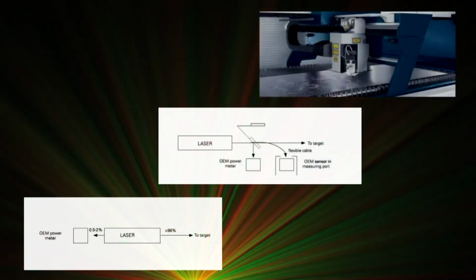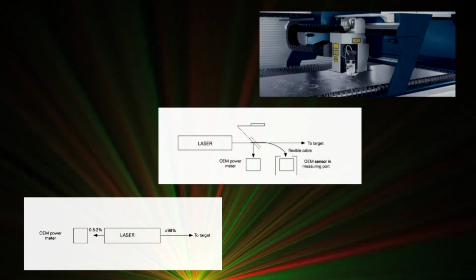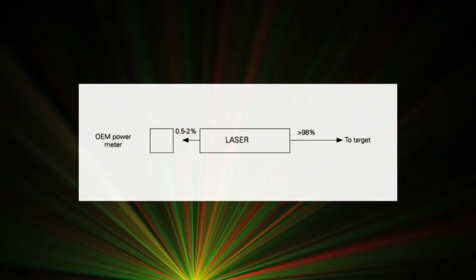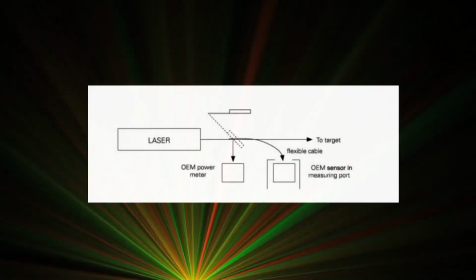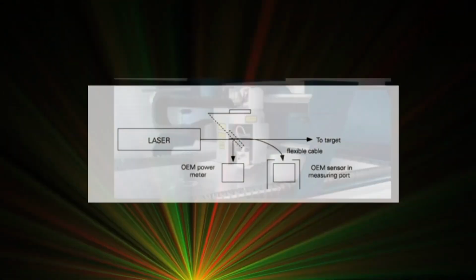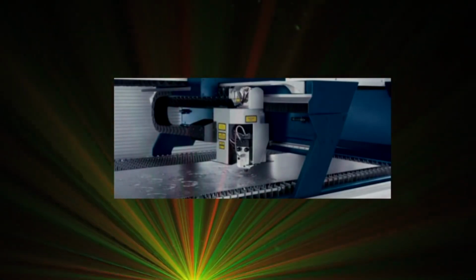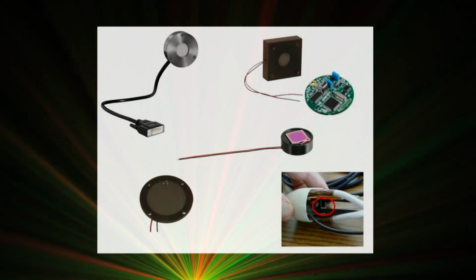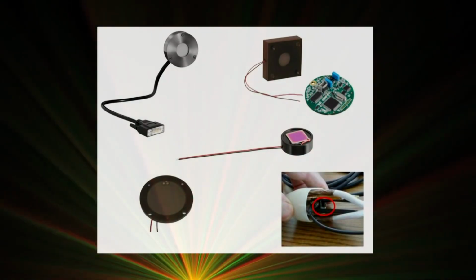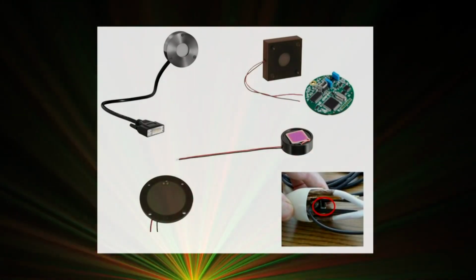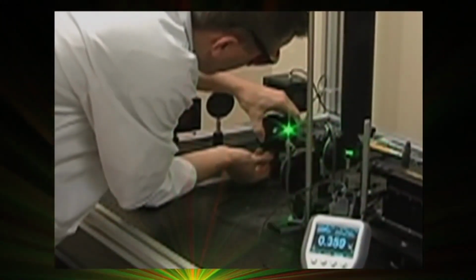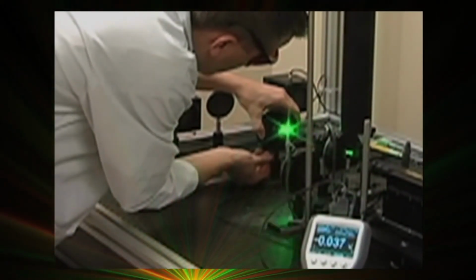Power or energy can be measured with a suitable sensor in several ways. Sampling a fraction of the beam power near the laser, periodically interrupting and measuring the full beam near the laser, periodically interrupting and measuring the full beam near the target location. Sensors can interface directly to a host controller integrated inside a system, or a human operator can periodically insert a sensor into the beam path to take a measurement manually.